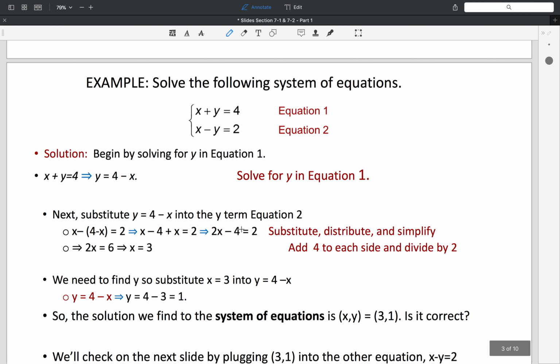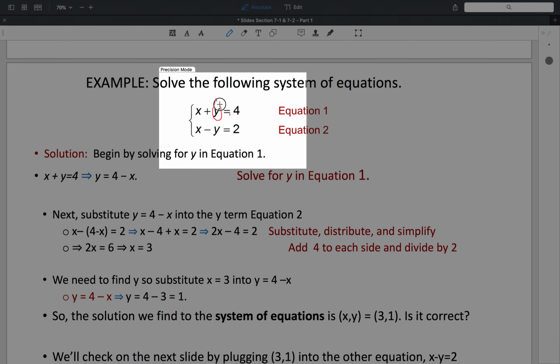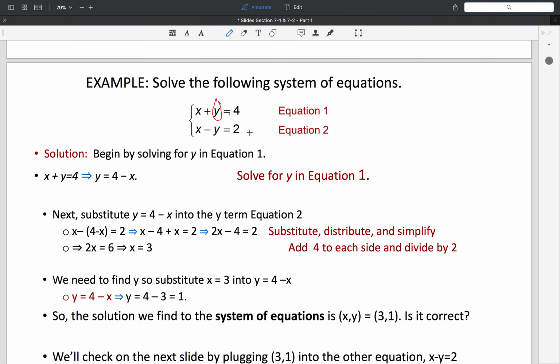Okay, so here we're going to solve this, and our method is going to be to take one equation, and it doesn't matter which one, and solve for one of the variables. So I'm going to solve for y in this equation. We actually did this already, and I get y is equal to 4 minus x. Now what I'm going to do is plug that in for this y in here. And that's what I do here.